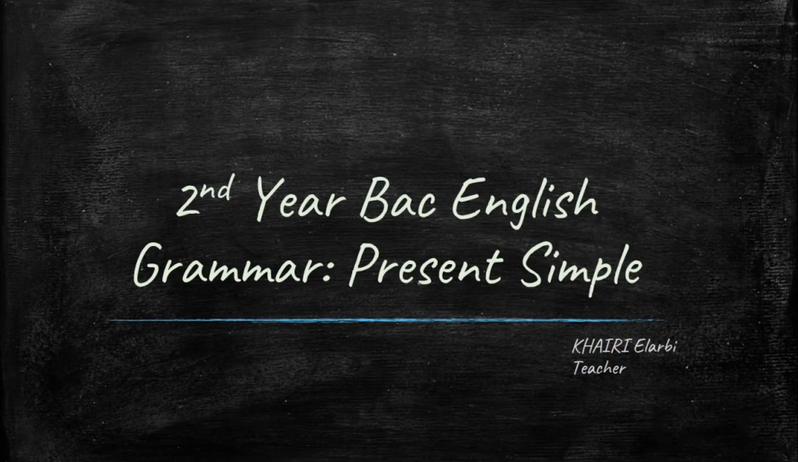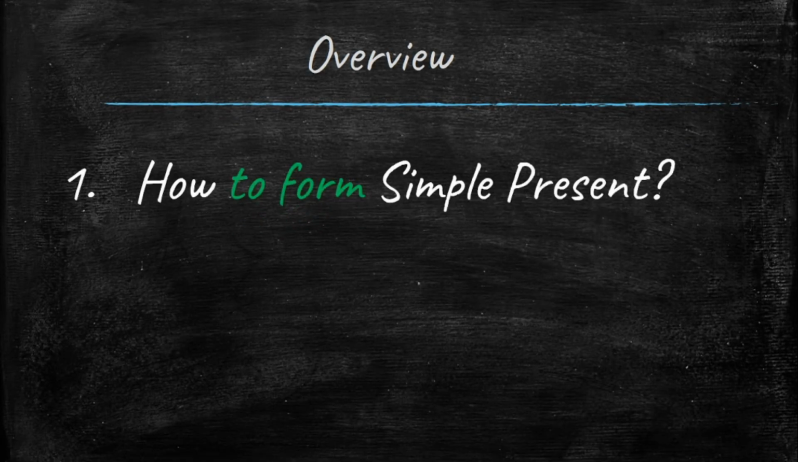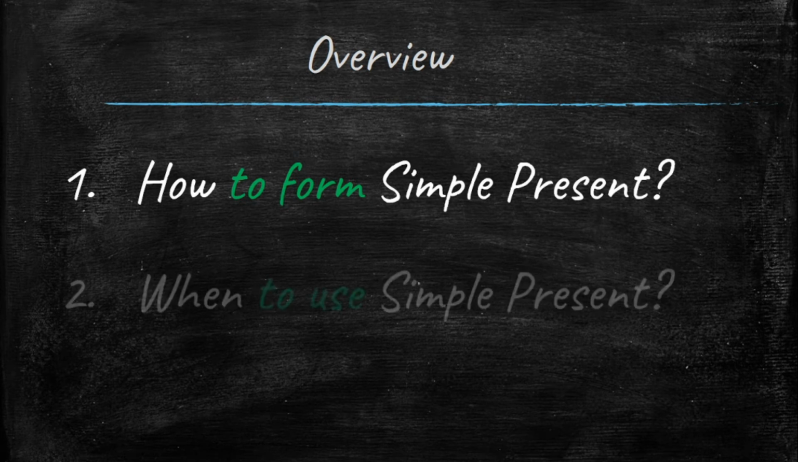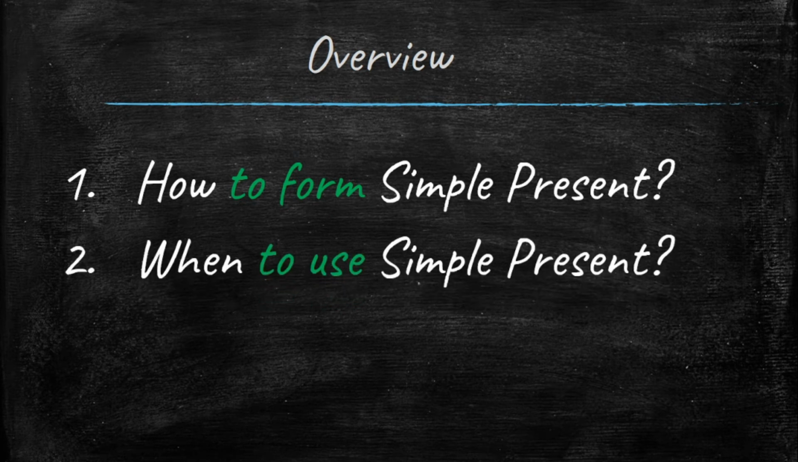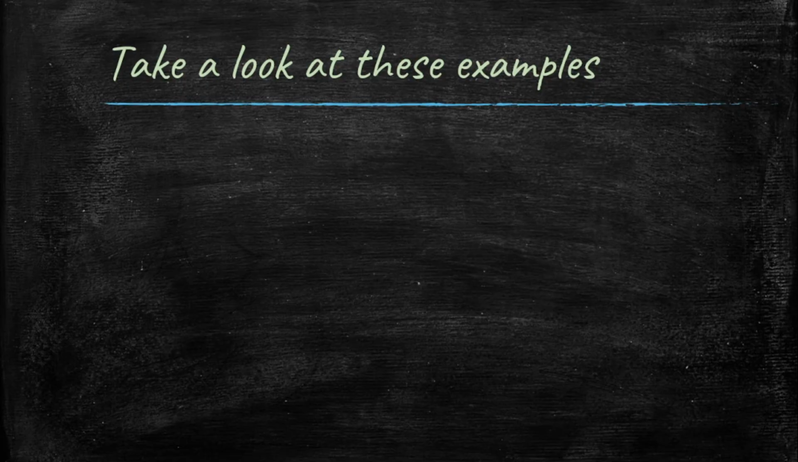In this grammar series, we're going to review and practice English grammar for second year Baccalaureate students. And the first lesson is the present simple. In this lesson, I'm going to teach you how to form simple present and when to use it. And at the end of this lesson, we're going to have a short quiz to see how much you understood from the lesson. So first, take a look at these examples.